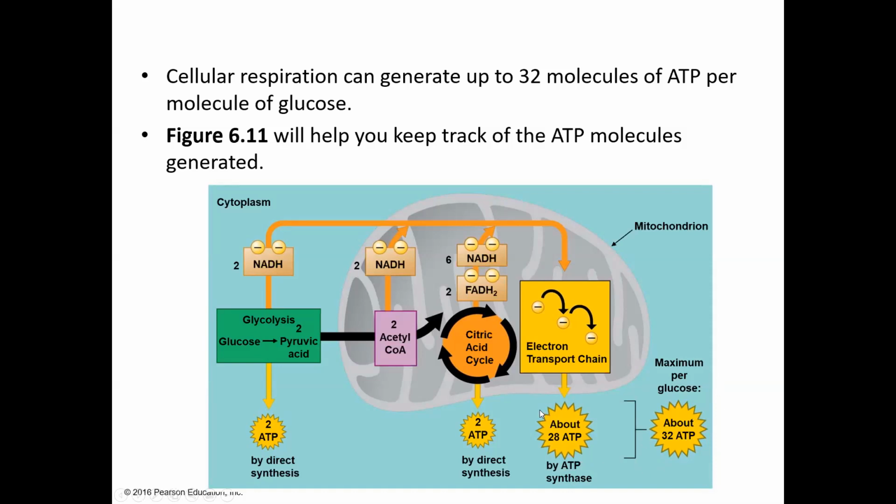But the majority of your ATP is made in the electron transport chain, which is done by pushing those NADHs, or rather the H's, out, and then creating a membrane potential, and then passing them through ATP synthase and making 28 ATP.